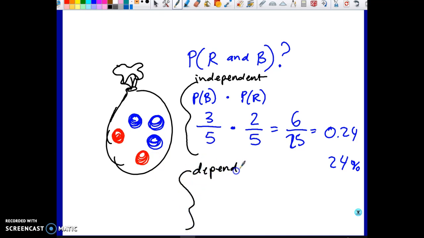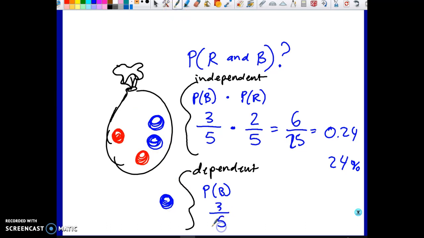Now let's say I don't replace the marble. Let's say I want to get a blue marble and a red marble again. Well, the probability of getting a blue is still the same. It's going to be 3 out of 5, right? Let's say I want to get that blue one. It's 3 out of 5.